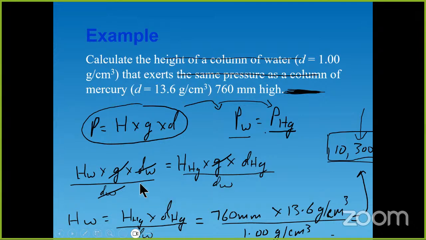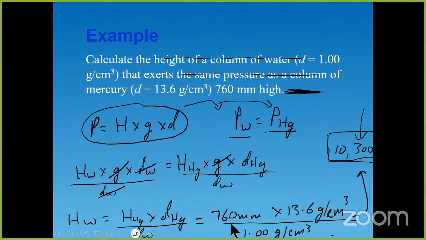And then to simplify things, since we have g on both sides, we can cancel them out, right? And then, since we want to find the height of the water column, I would divide both sides by the density of water. So this cancels out that, and I bring the density of water down here, and therefore I end up with this expression right here. The height of the water column is equal to the height of the mercury column times the density of the mercury divided by the density of the water, all right?